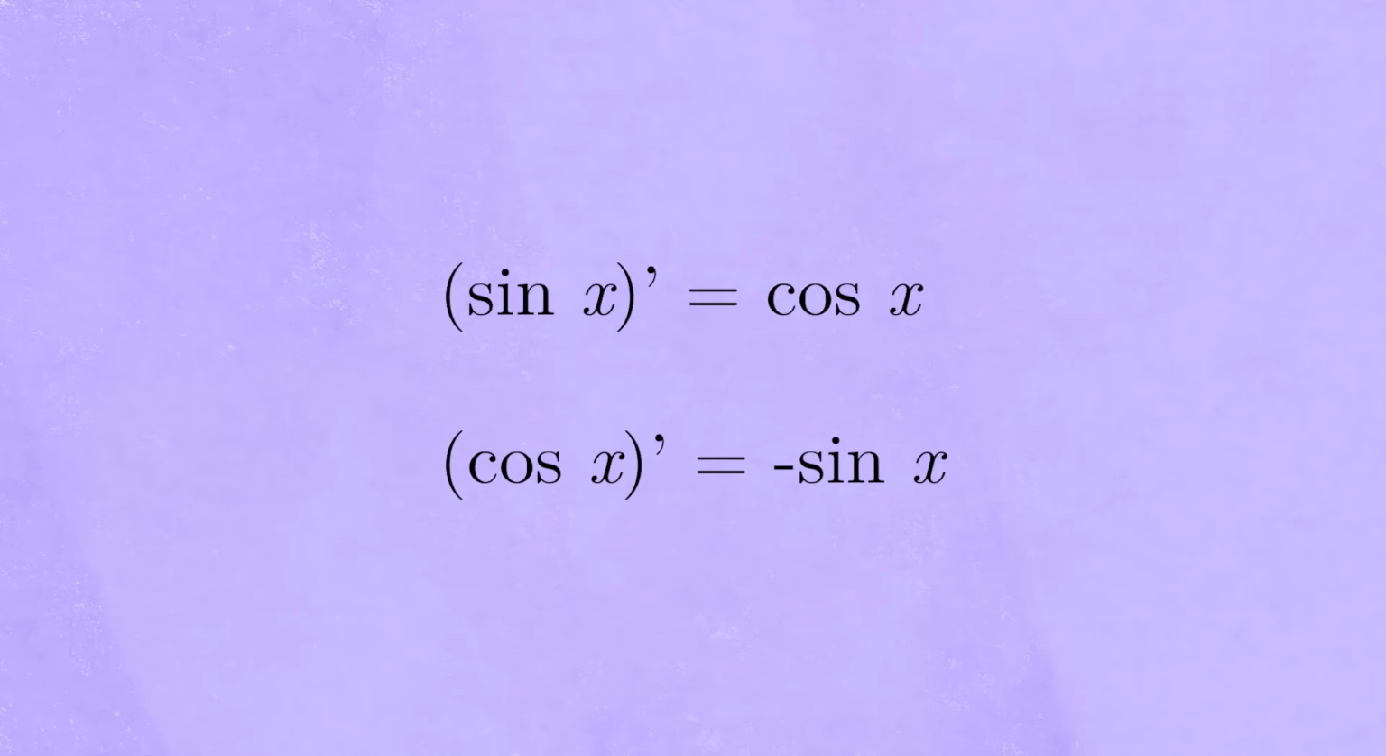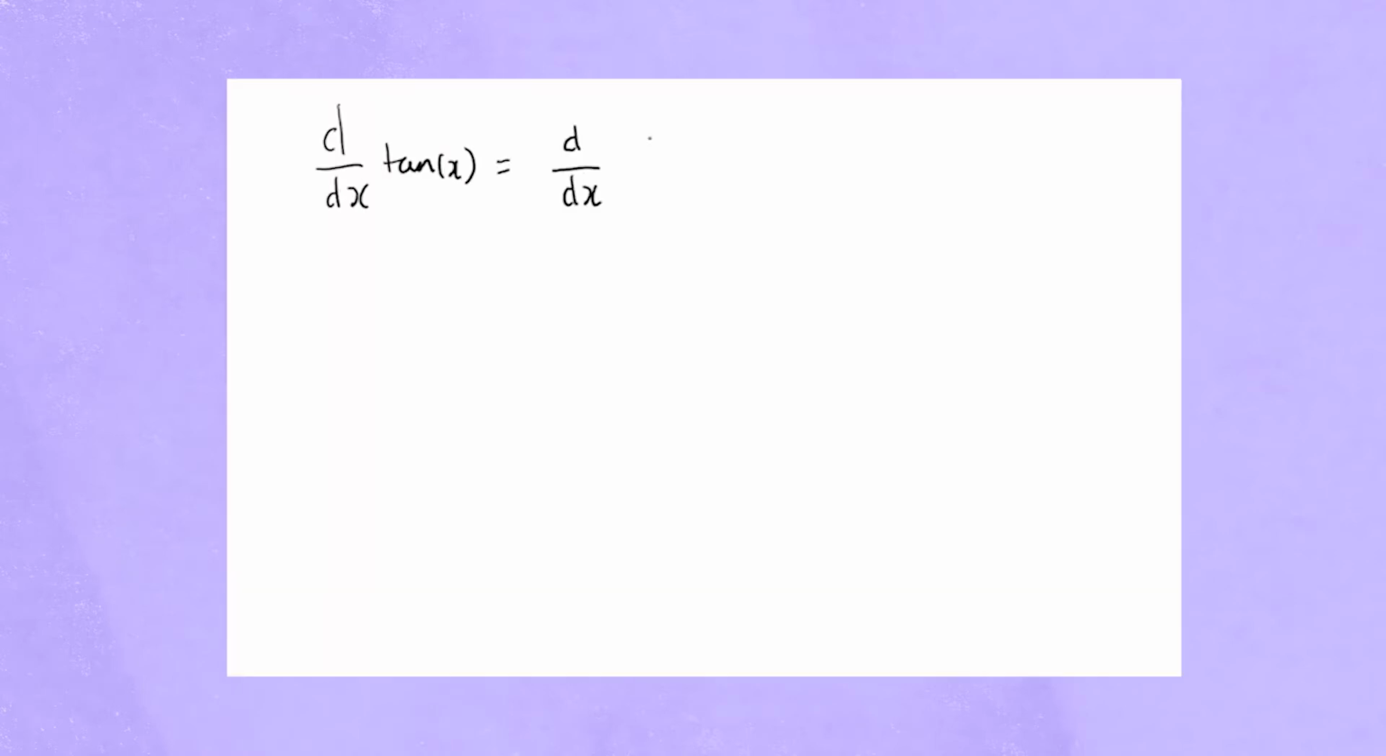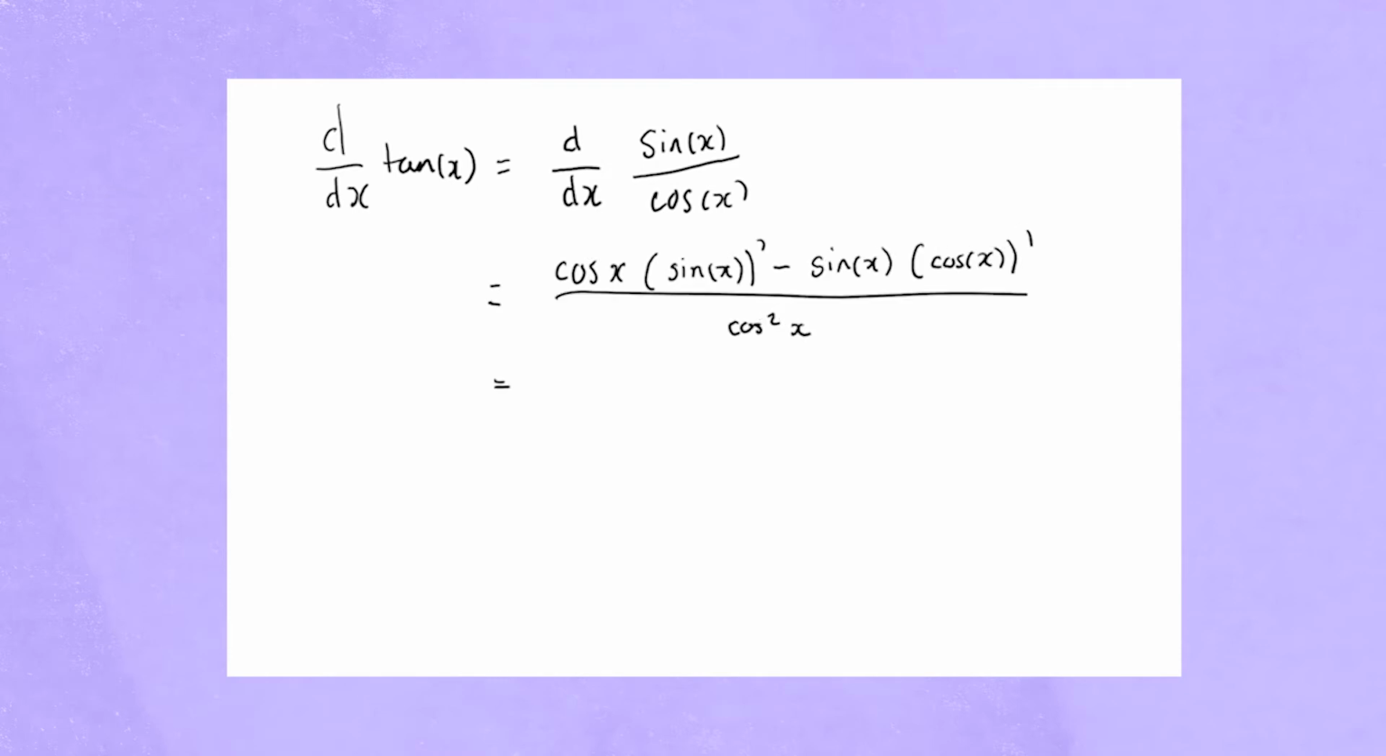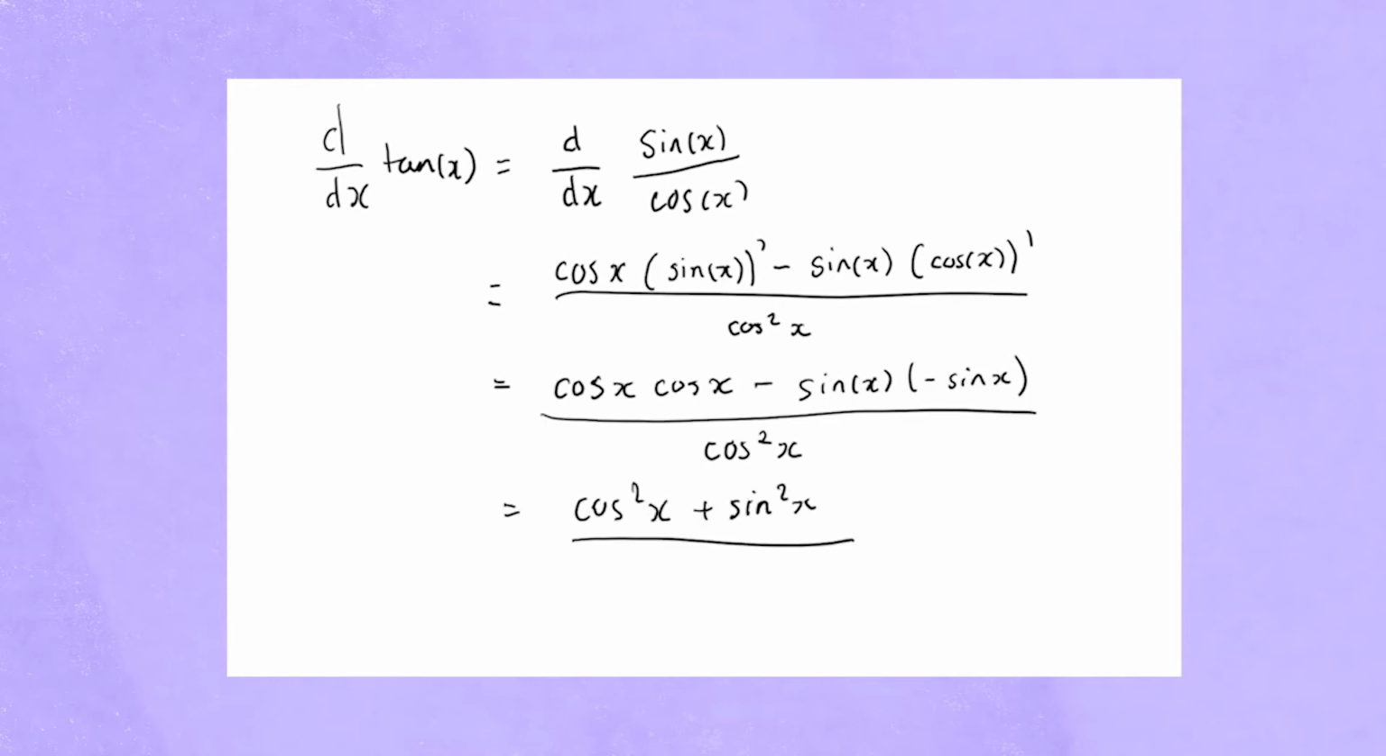using the quotient rule. For instance, the derivative of tan x can be found by writing tan x equals sine x over cosine x and applying the quotient rule. Notice that in the numerator we get sine squared x plus cosine squared x, which is 1. You can do the other trig functions, cotangent, secant, and cosecant, in a similar way.